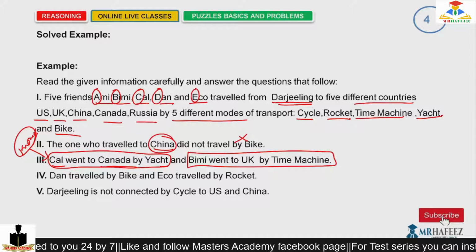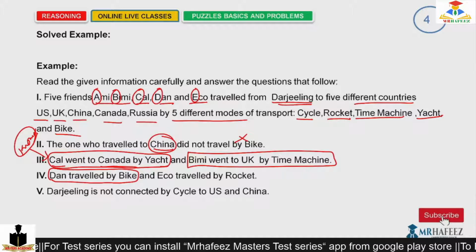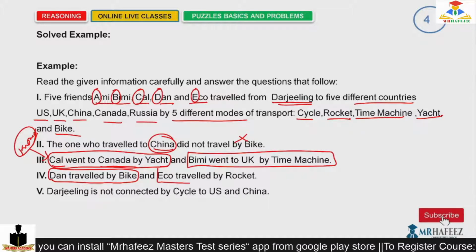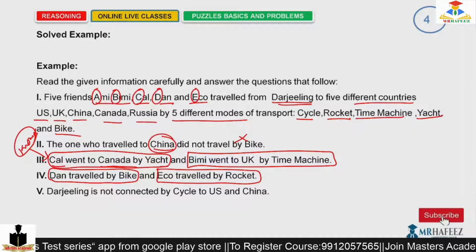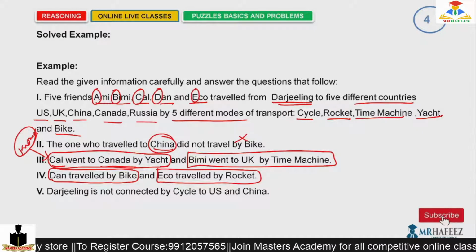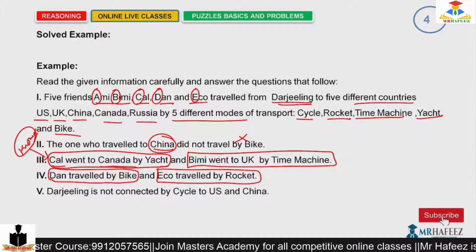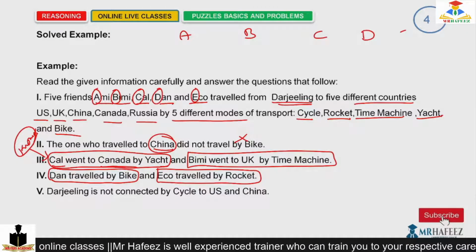The one who went to China is not by bike, so that I can decide. And Dan traveled by bike. I decided. Dan traveled by bike. Echo traveled by rocket. So out of these 5 guys, 4 are known: Carl, Beam, Dan, Echo. So I can decide that I will write here directly A, B, C, D and E.